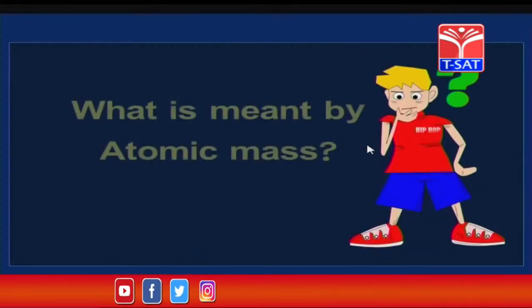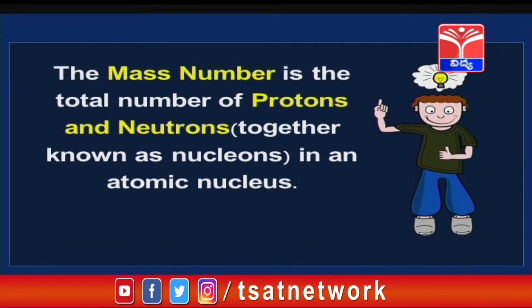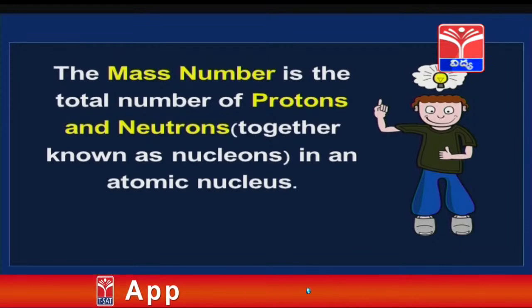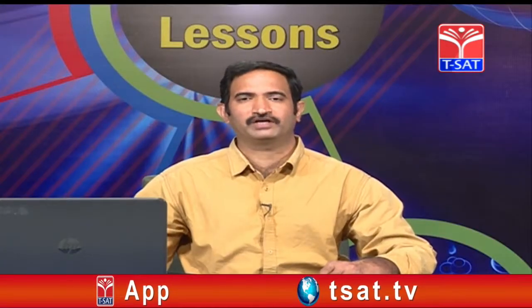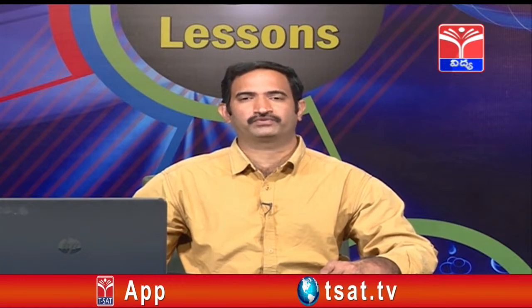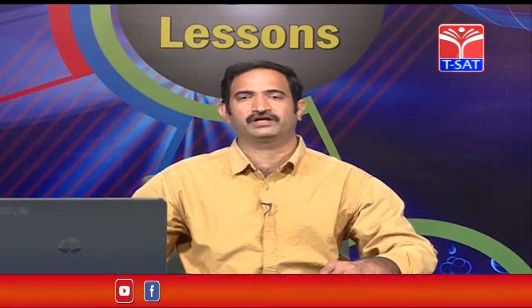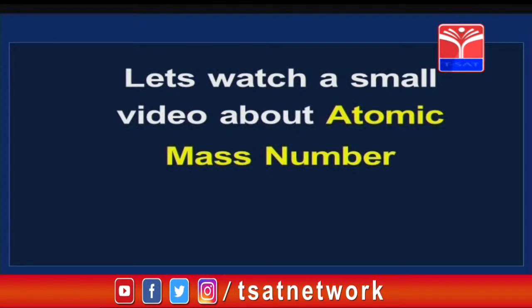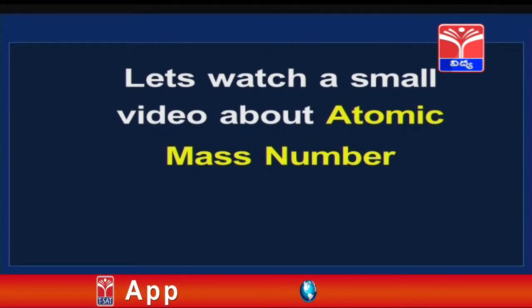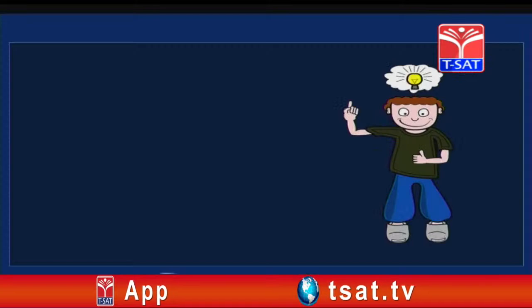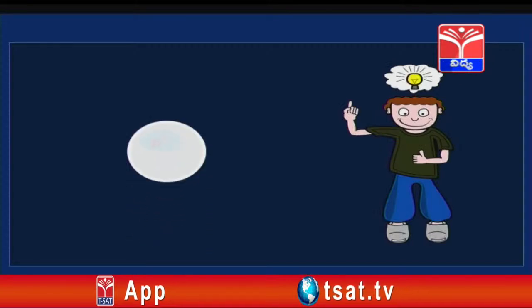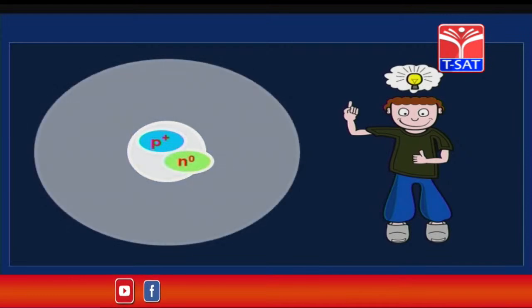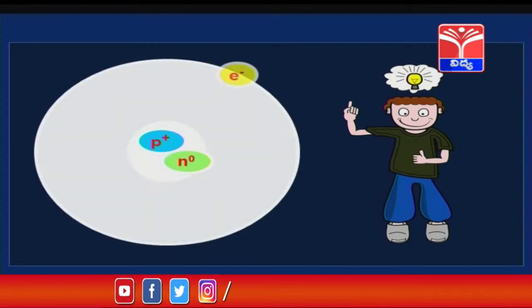Then what is meant by atomic mass? The mass number is the total number of protons and neutrons together, known as nucleons, in an atomic nucleus. Children, mass number is nothing but the sum of total protons and neutrons which are inside the nucleus. Now, let us watch a small video about this atomic mass number. We will take the example of the same hydrogen atom. Now, it is the nucleus of the hydrogen atom, one proton, one neutron, and one electron revolving around it.